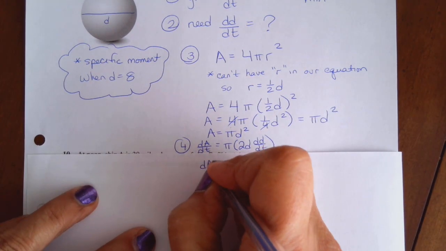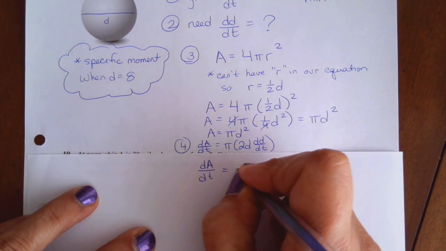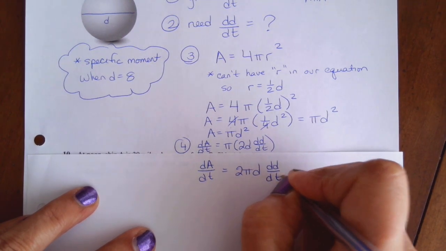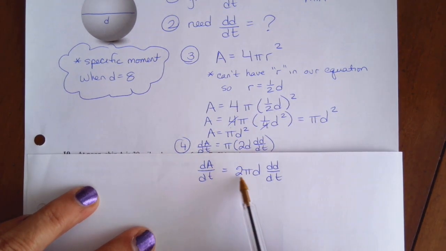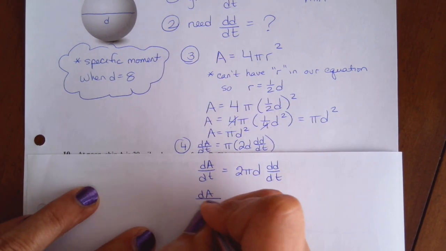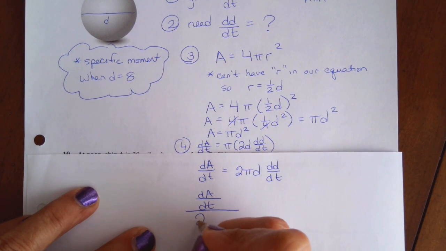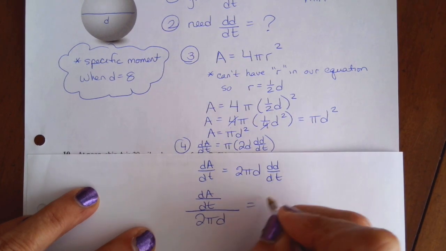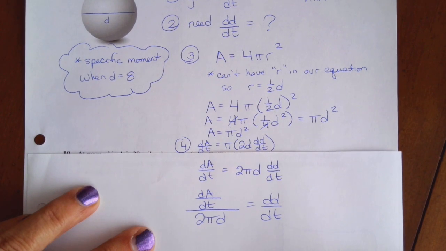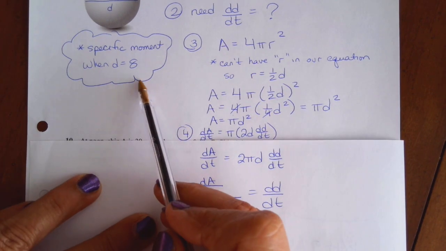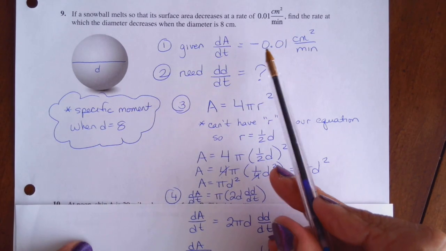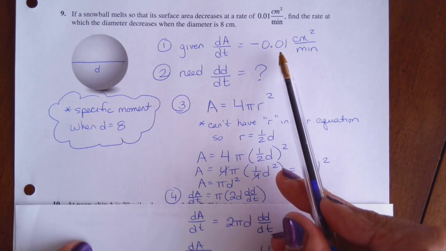So we have dA/dt equals 2 pi D dD/dt. So I want to divide both sides by 2 pi D. I'm solving for this. So dA/dt divided by 2 pi D is going to give me what I need, the rate of the diameter. Okay? Don't forget your specific moment, D is 8, and don't forget we were given dA/dt was negative 0.01.